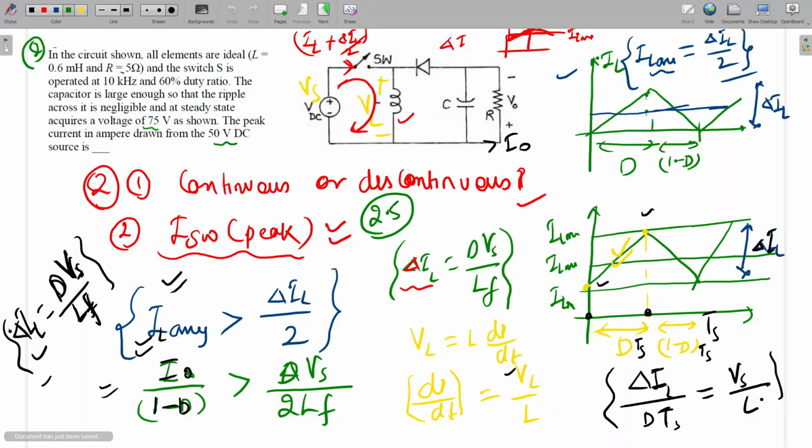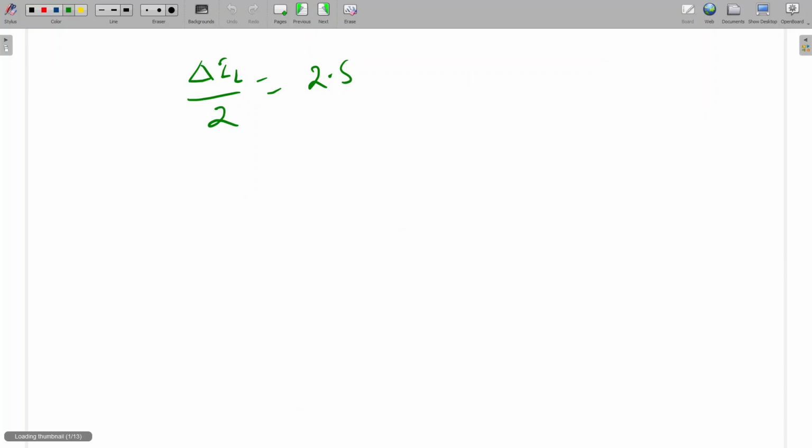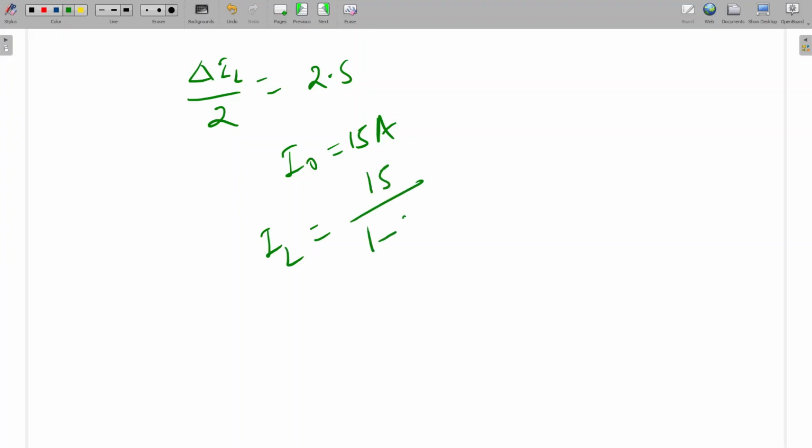Is that 15 amps? So I naught is 15 ampere. So the average inductor current will be I naught divided by 1 minus D, which is 37.5. So now we can draw the inductor current waveform.